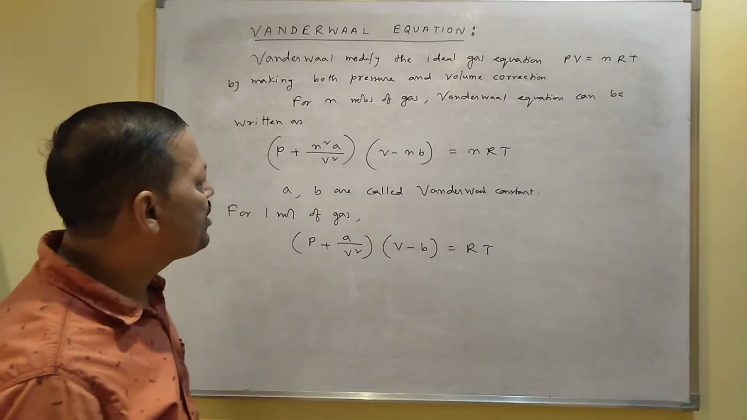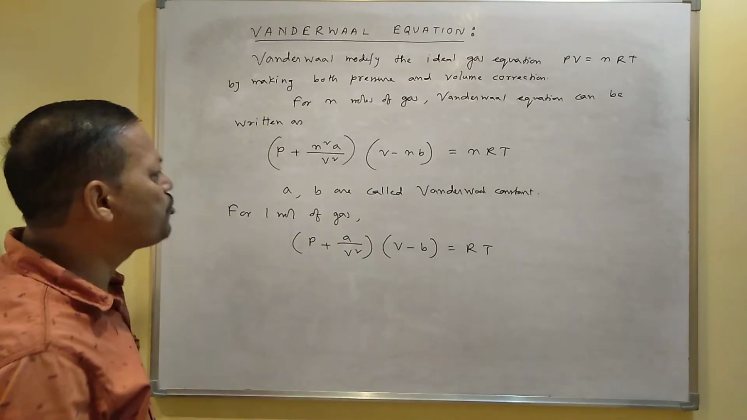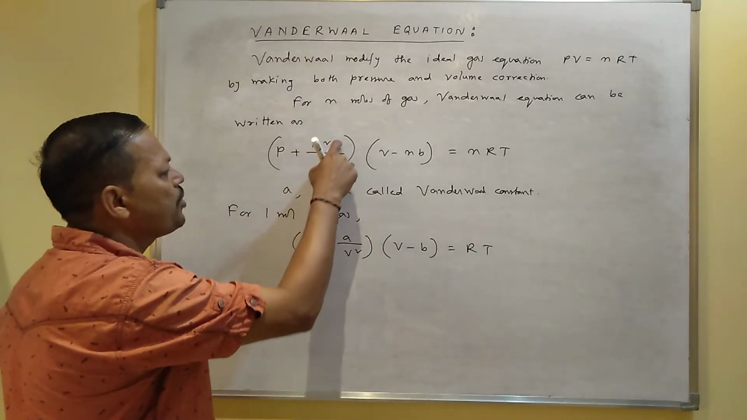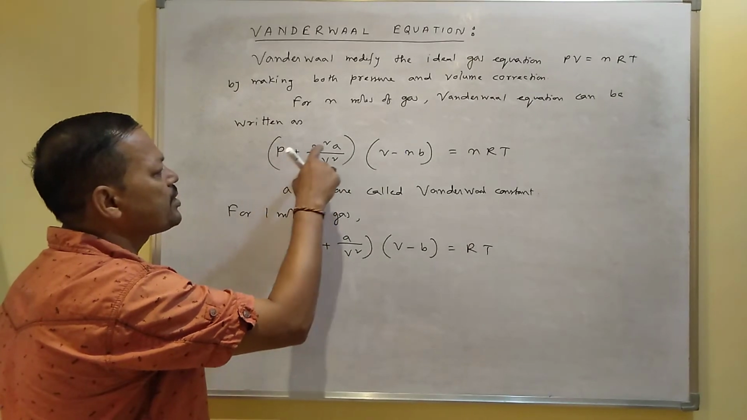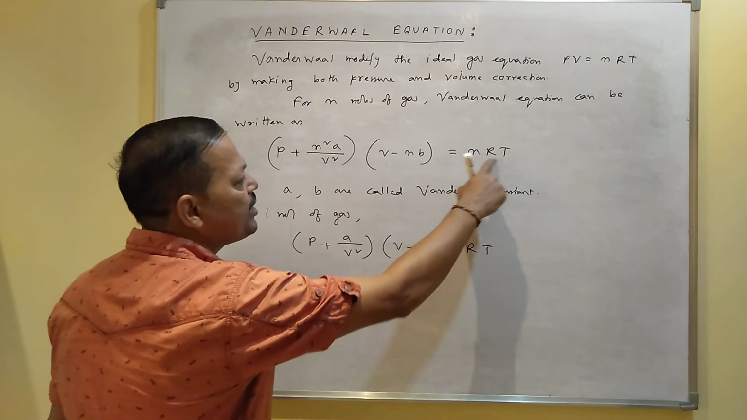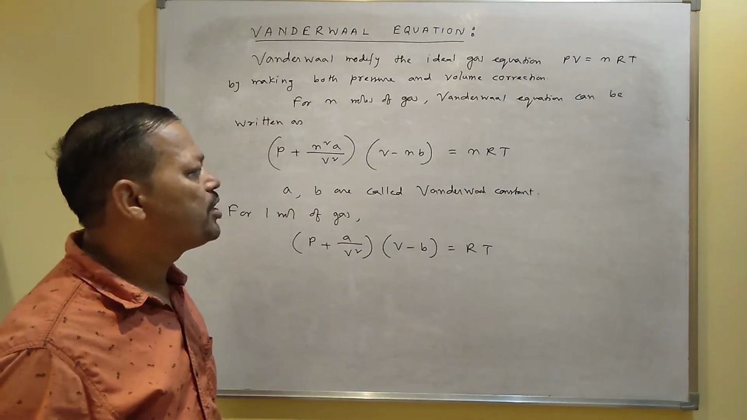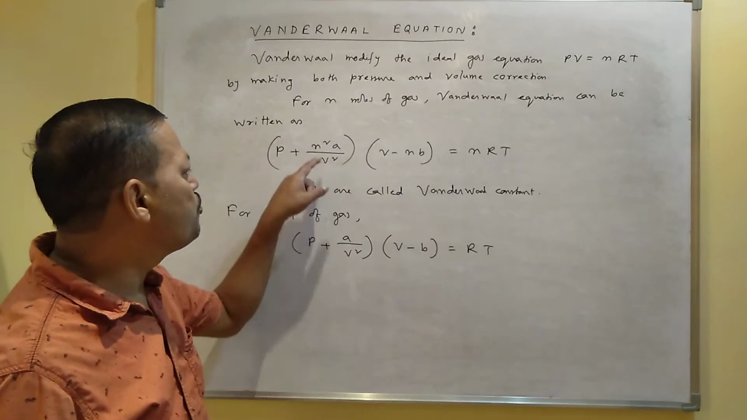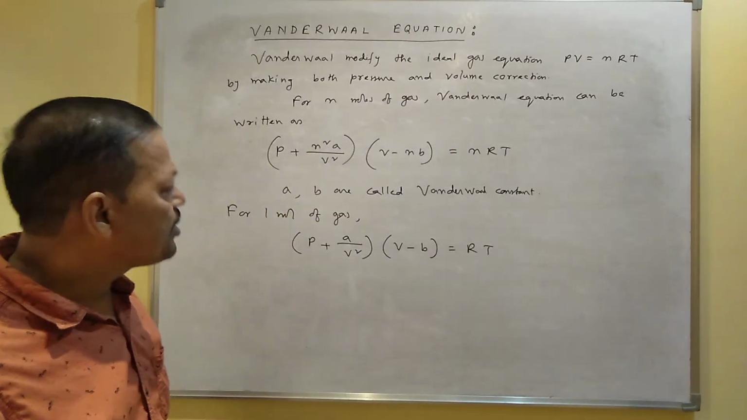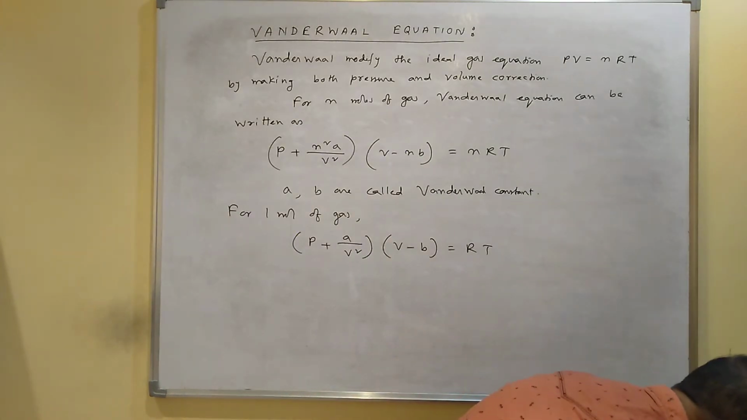In the exam you may get the question: write the van der Waals gas equation for 3 moles of gas. Then what you have to write? (P plus 3 squared A by V squared), I mean P plus 9A by V squared, into (V minus thrice B) equals thrice RT. This is for 3 moles of gas. If the question asks for 5 moles of gas, you put the n value 5. Like this you can write the van der Waals equation for different moles of gas.